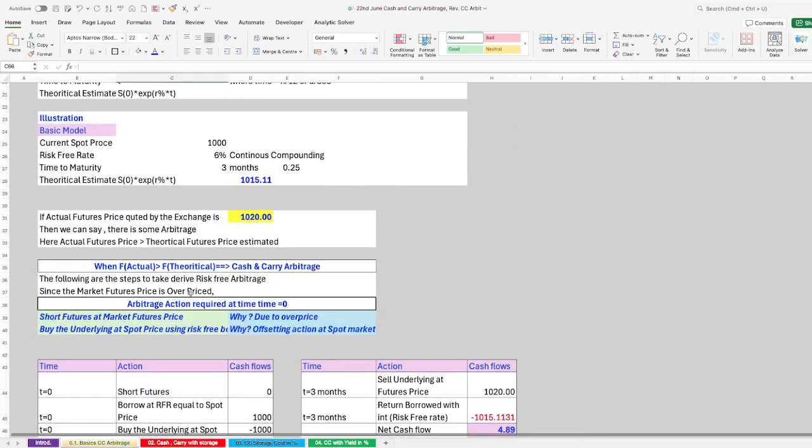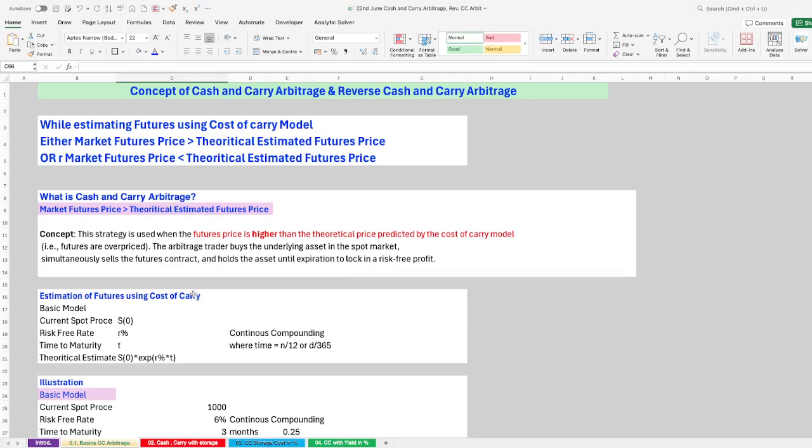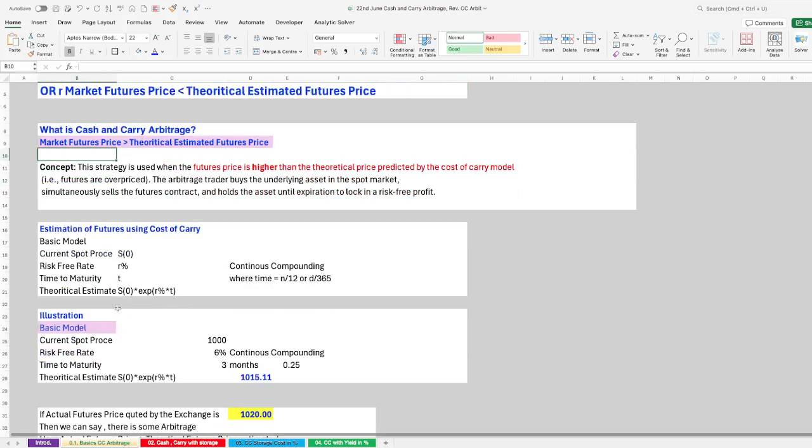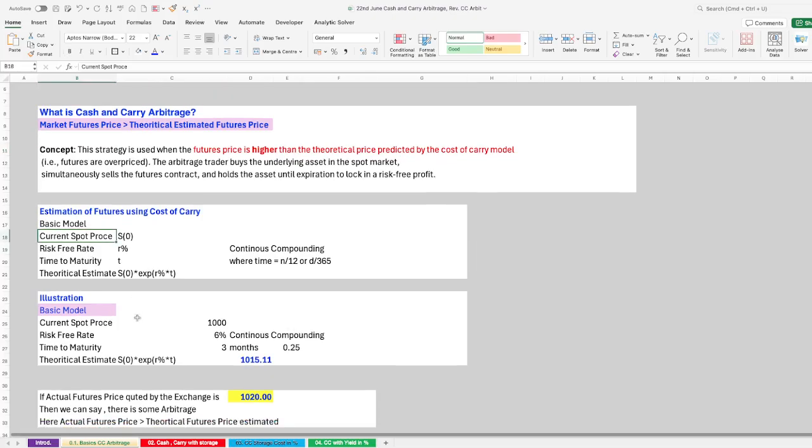Let's quickly go into the basic concept. As we discussed, the market futures price, the futures price stated by the exchange, will either be greater than the theoretical estimated price or less than that. When the market futures price is greater than the theoretical price, we call it cash and carry arbitrage. Once we take arbitrage, we have to take certain actions. What are the actions that we need to take? We're going to discuss that.